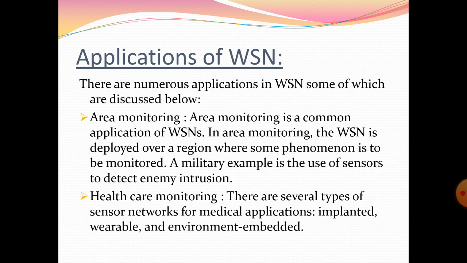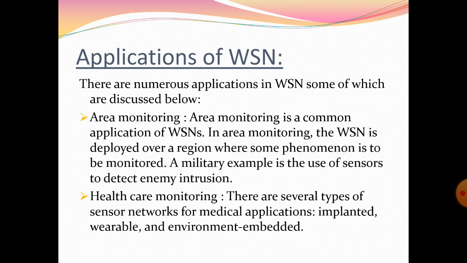So, coming to the last topic of our presentation, that is the applications of wireless sensor networks. There are numerous applications of wireless sensor networks, some of which are discussed below. Number one, we have area monitoring. Area monitoring is a common application of wireless sensor networks. In area monitoring, the wireless sensor network is deployed over a region where some phenomenon is to be monitored. A military example is the use of sensors to detect enemy intrusion.